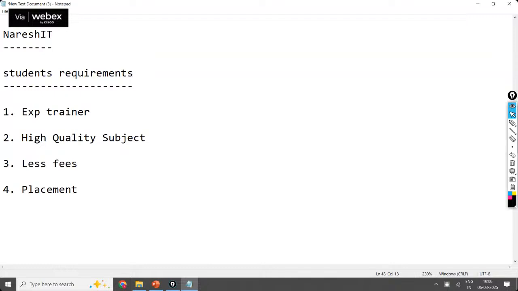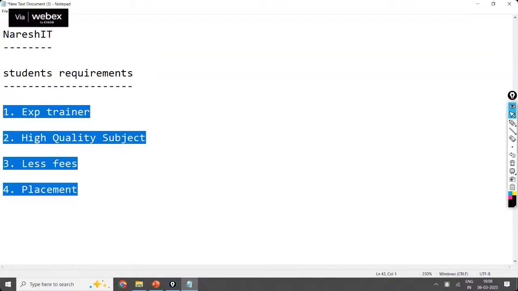Because we are joining only for this reason. Any person will join only for the placement, whether you or others will join, everyone's end goal is placement only. If placement is there, students will come. If placement is not there, why will students come?